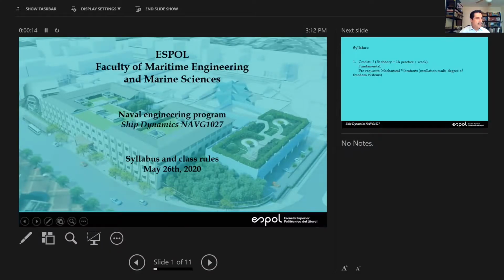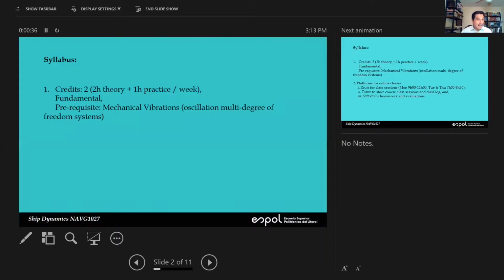So I'm going to share. So this is the Ship Dynamics class. This is 2 hours per week. That's the theory that we call theory. And also we have 1 hour practice. By practice, we mean problems that will accompany the theory. So in total, we're going to have 3 hours per week, okay? And this is a fundamental course. That means that if you want to graduate from our university, from our program, you have to approve it.